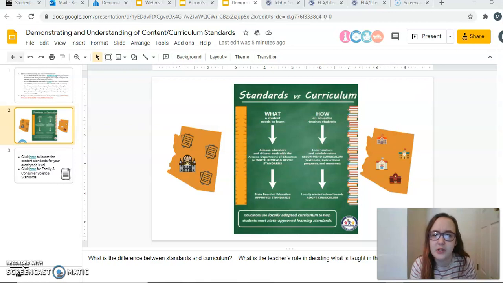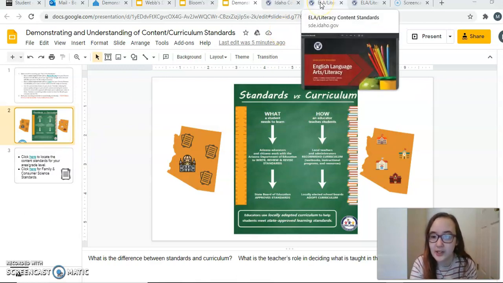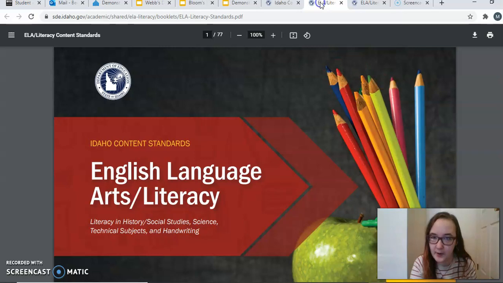So local teachers and administrators recommend the curriculum, such as the textbooks, the topics, the subjects, etc. And locally, those standards are adopted, and so is that curriculum. So let us take a look at the English Language Arts / literacy standards for the state of Idaho.